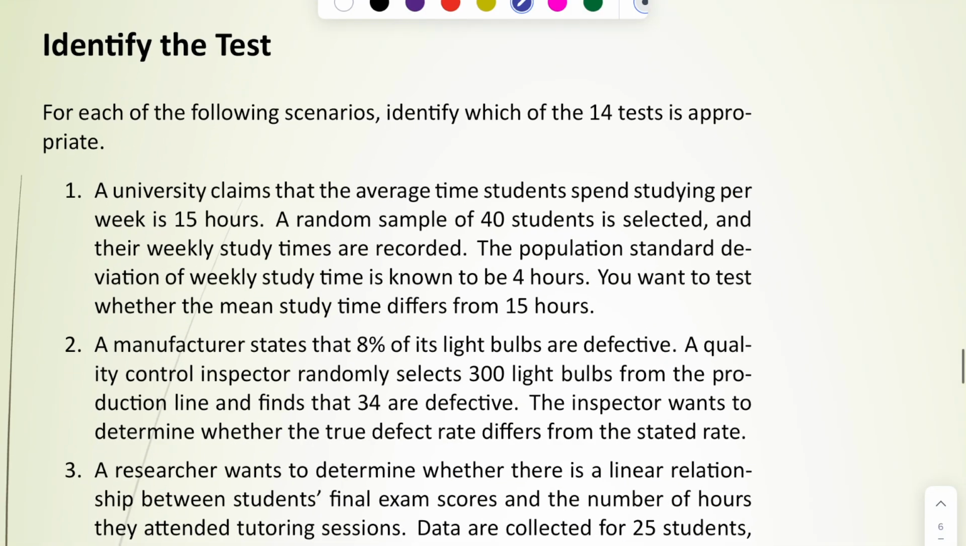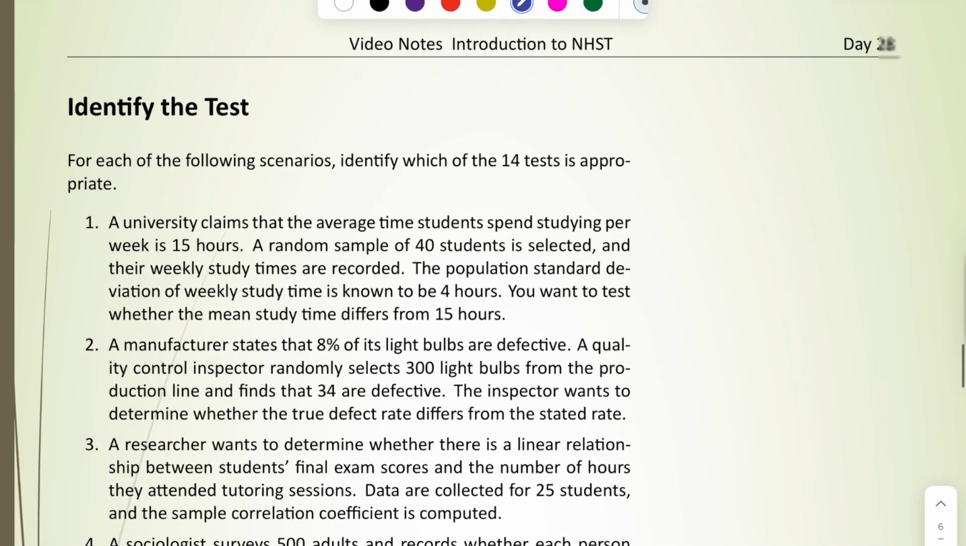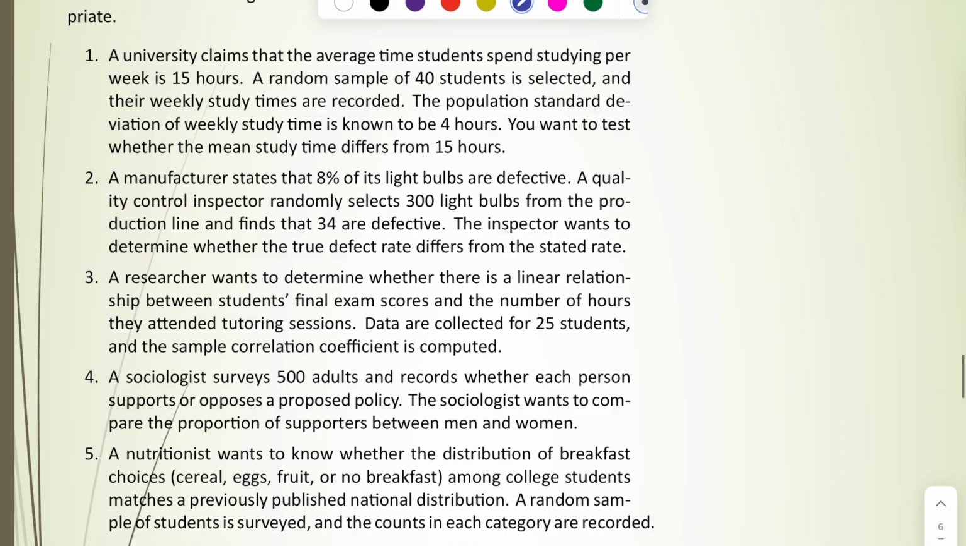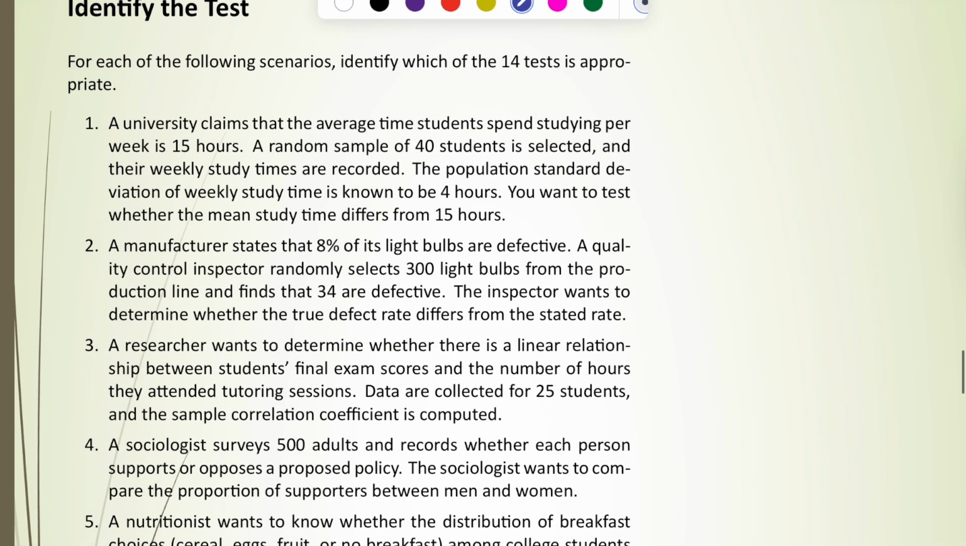Okay. Now let's work on identifying the test. So here's some scenarios that we want to work through. We've got 14 tests, and we've got to identify which scenario goes with which one. All right, so let's get started.